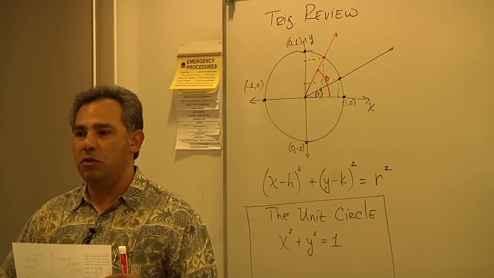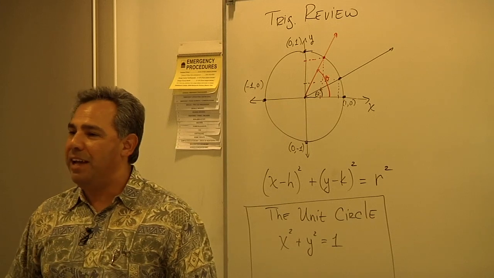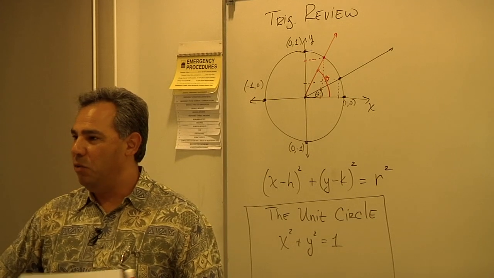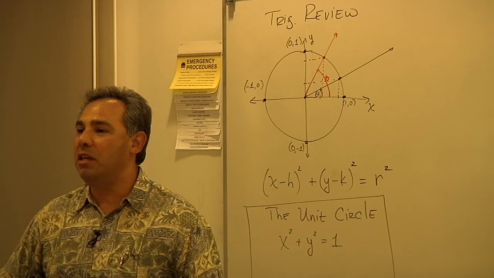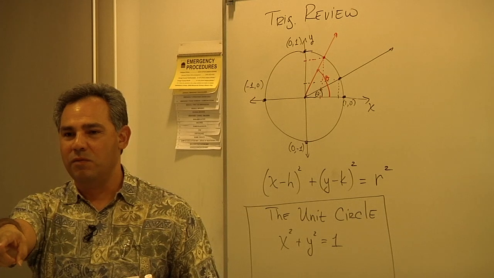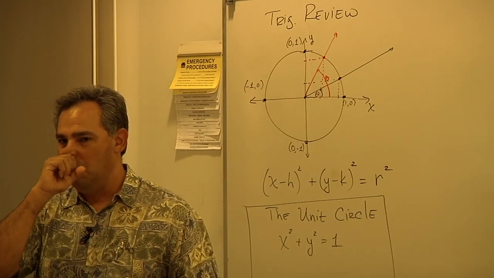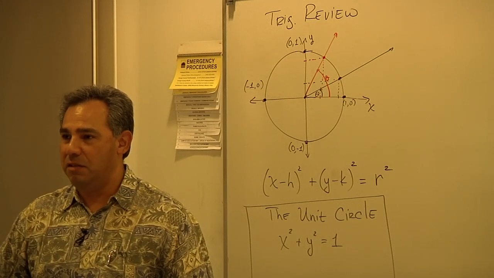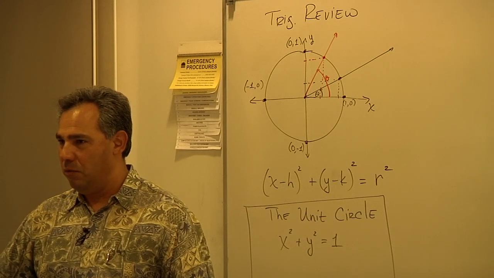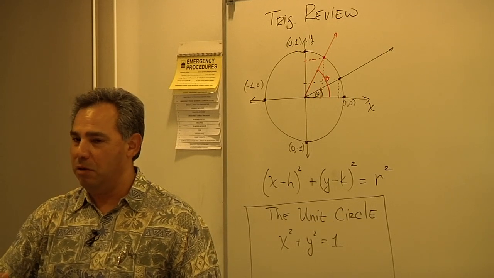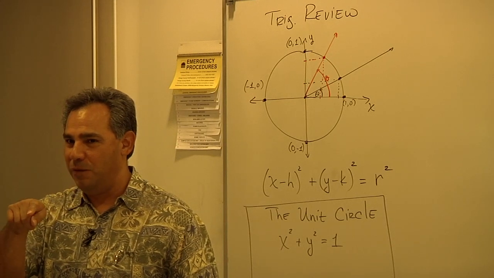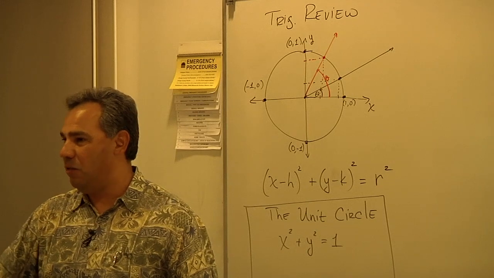The y-coordinate is 1/2. So when you're asked to evaluate the cosine of 30 degrees, you're really being asked to give the x-coordinate. What's the x-coordinate at 30 degrees? So the x-coordinate would be the square root of 3 over 2. That's it. That is the cosine of 30 degrees, right? What's the y-coordinate at 30 degrees? 1/2. That's the sine of 30 degrees, right?